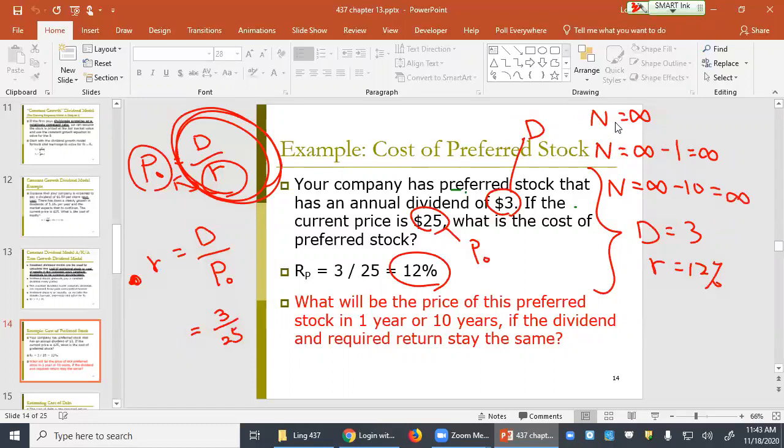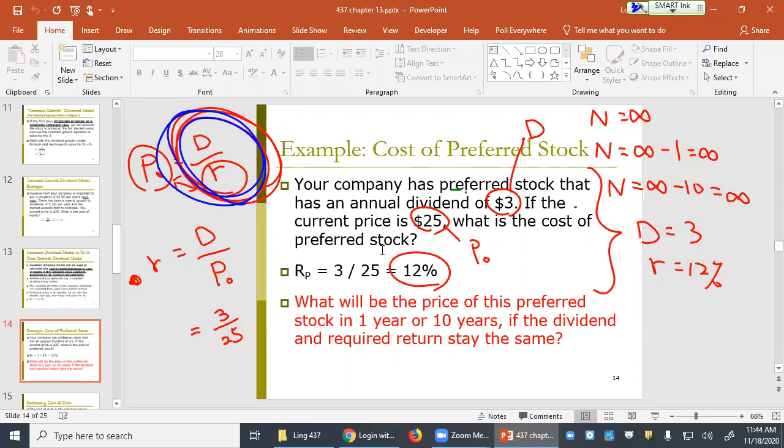So whether you buy the stock right now, a year from now, 10 years from now, or even 100 years from now, infinity minus any finite number, by definition, will still give us infinity, which means even if we buy the stock 100 years from now, I will still receive an infinite number of payments. So 100 years from now, I will still have perpetuity cash flows, which means that I will still use the exact same equation here to find the P0.